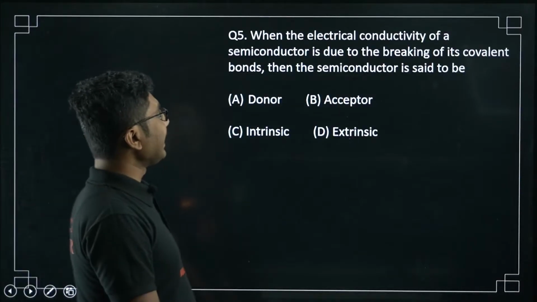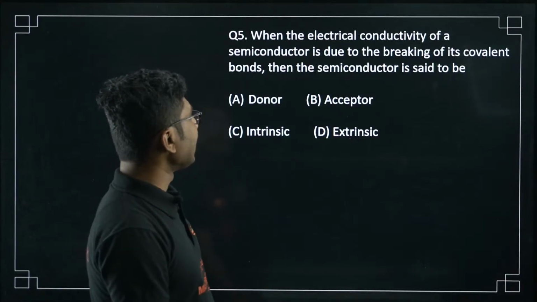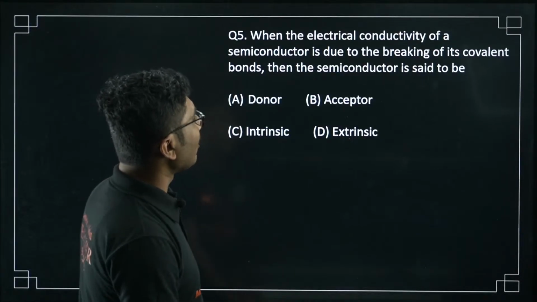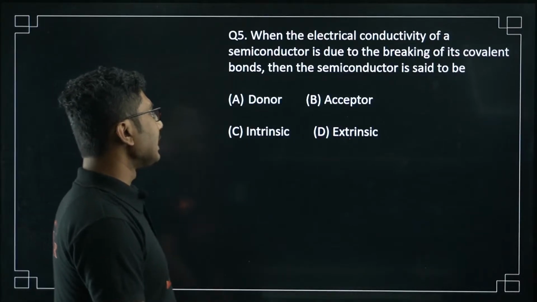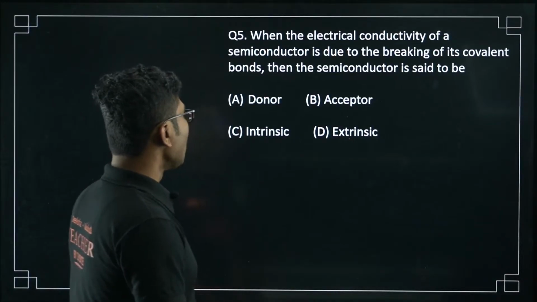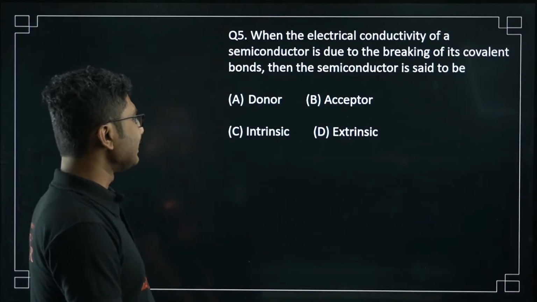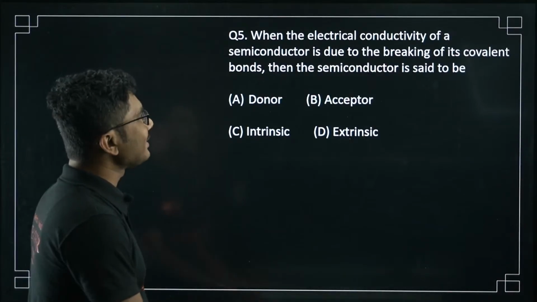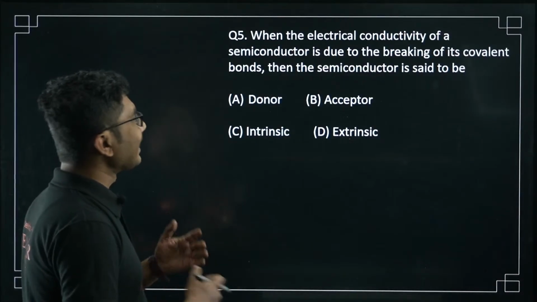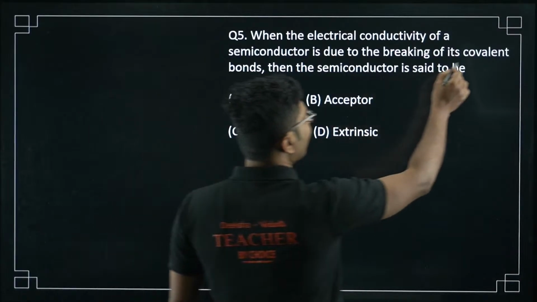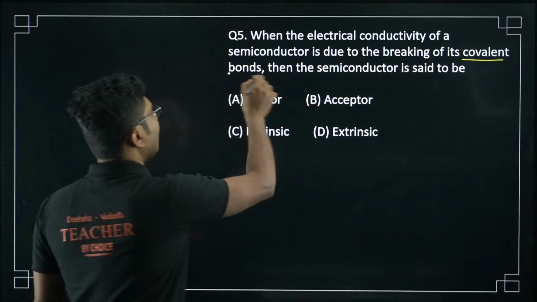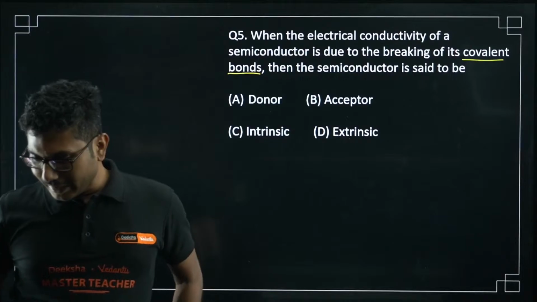Now, when the electrical conductivity of a semiconductor is due to the breaking of its covalent bonds, then the semiconductor is said to be donor, acceptor, intrinsic, extrinsic. Interesting question. So the conductivity is due to the breaking of its covalent bond. Very interesting question. I will wait.